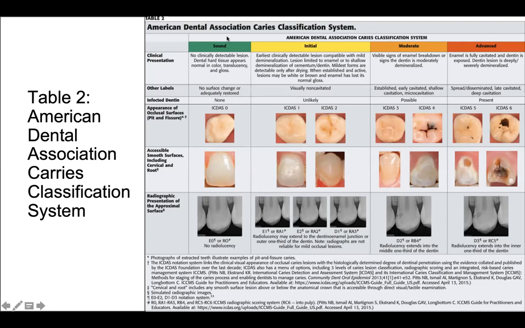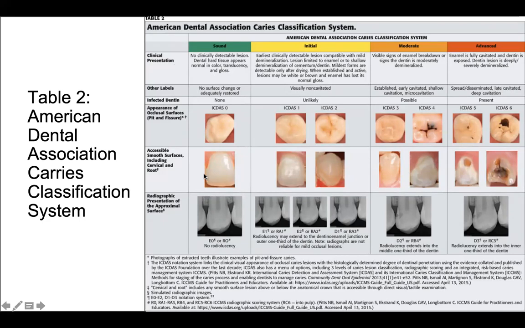They also have a radiographic presentation here. As you can see, the clinical presentation of healthy teeth is no clinically detectable lesion to the naked eye and on x-rays, and the dental hard tissue appears normal in color, translucency and gloss, with no white spots, no surface change, or adequately restored. Infected dentin: of course, the enamel is intact, so we cannot see dentin, so none. And this is ICDAS 0. You can see the smooth surface. It's not rough, and there are no inner lesions present.